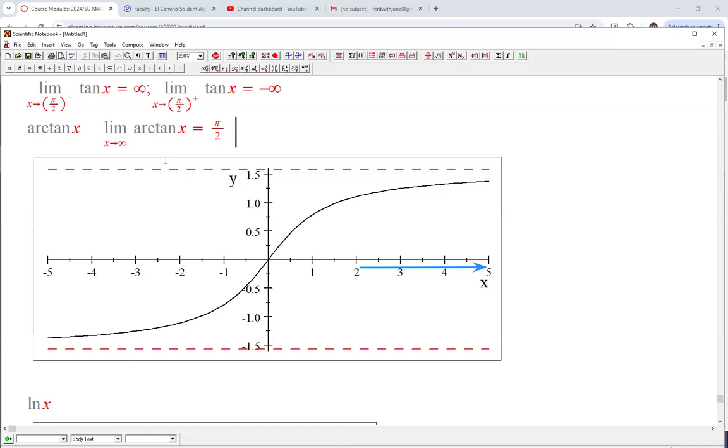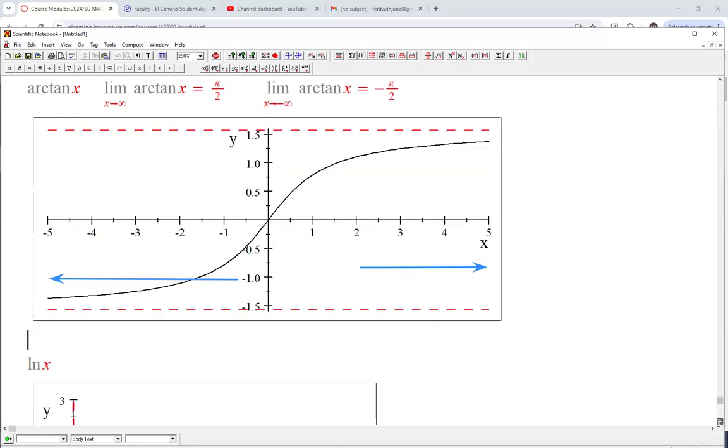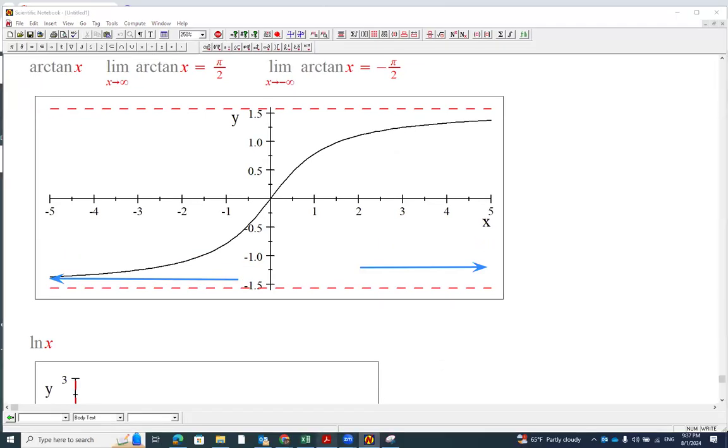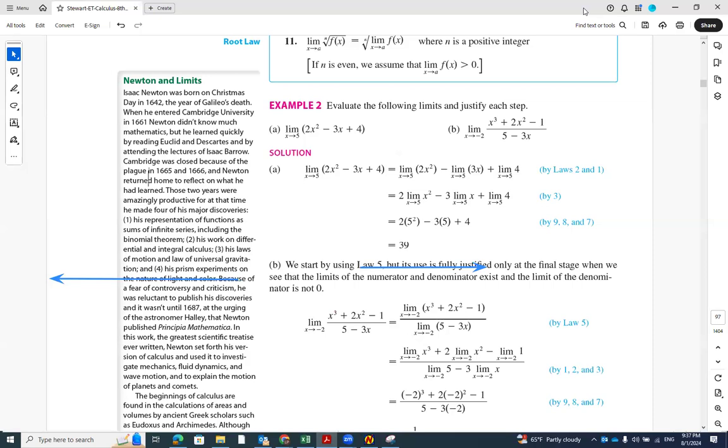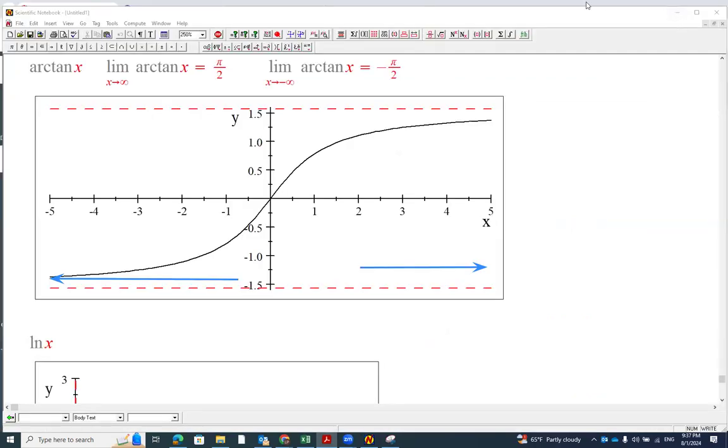And of course, in the other direction, which is when x is approaching negative infinity, it approaches negative pi over 2. So when we approach this negative infinity, that's going to be negative pi over 2. So we're getting pretty familiar with the notation. I'm gonna bring this over here.